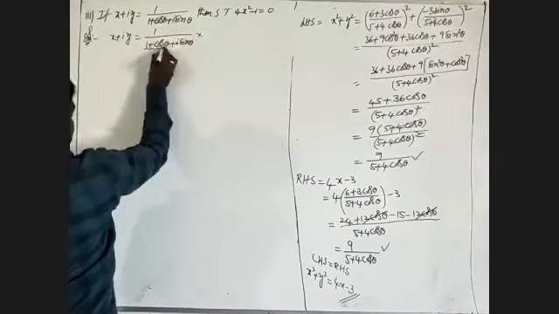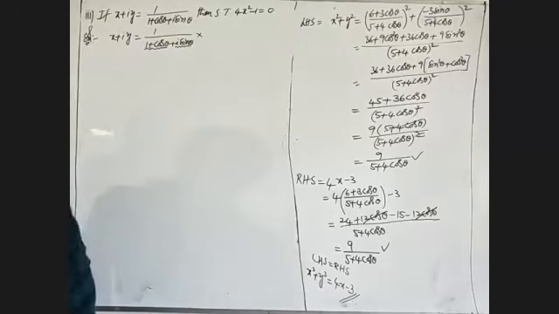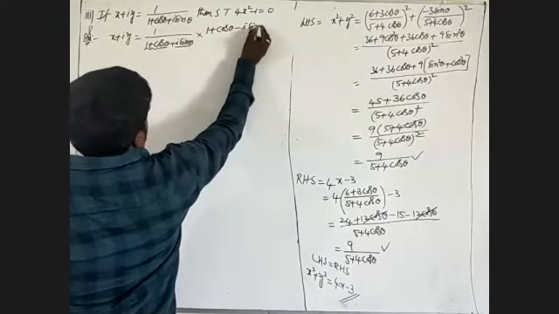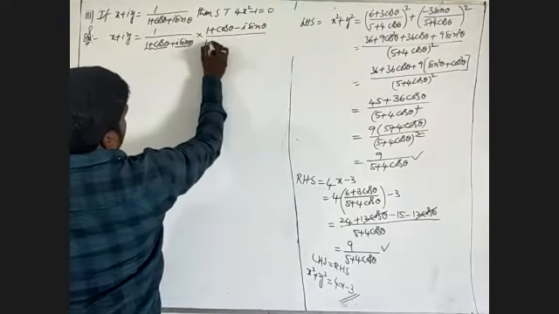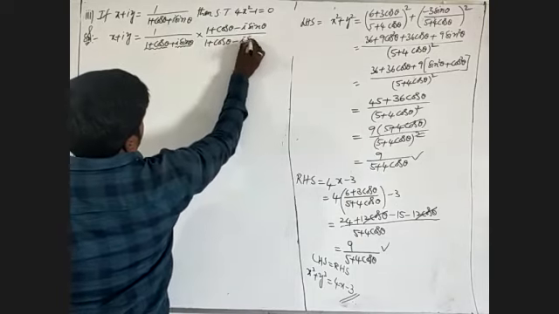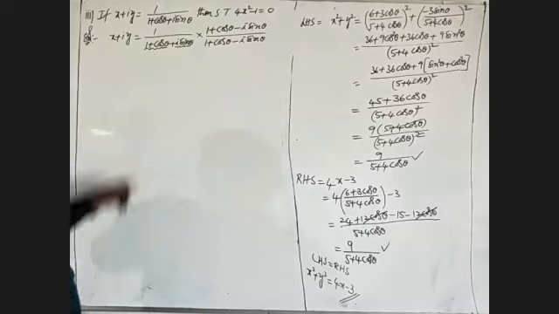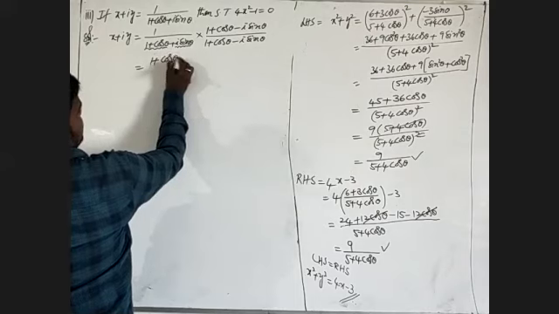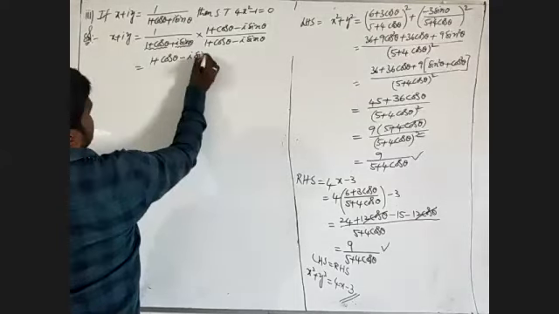The conjugate of 1 plus cos theta plus i sin theta must be written as 1 plus cos theta minus i sin theta. We write it in the denominator also. That means 1 into 1 plus cos theta minus i sin theta gives 1 plus cos theta minus i sin theta. The denominator is of the form a plus b into a minus b, so I will write 1 plus cos theta whole square minus i sin theta whole square.